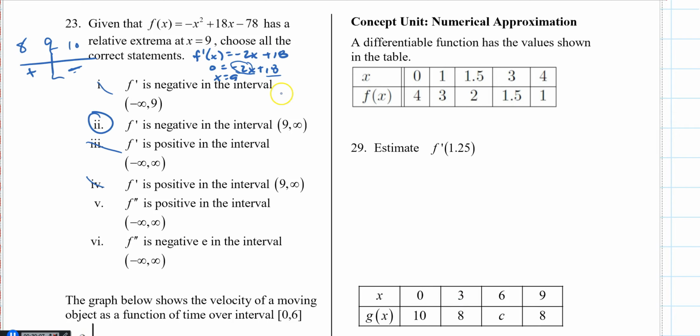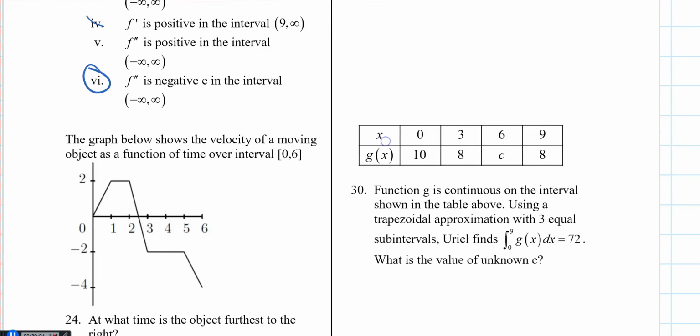What is my second derivative? That's just going to be -2. Well, if my second derivative is negative, that means that f prime will always be negative because there's no place to plug it in. So we have 6 as well.